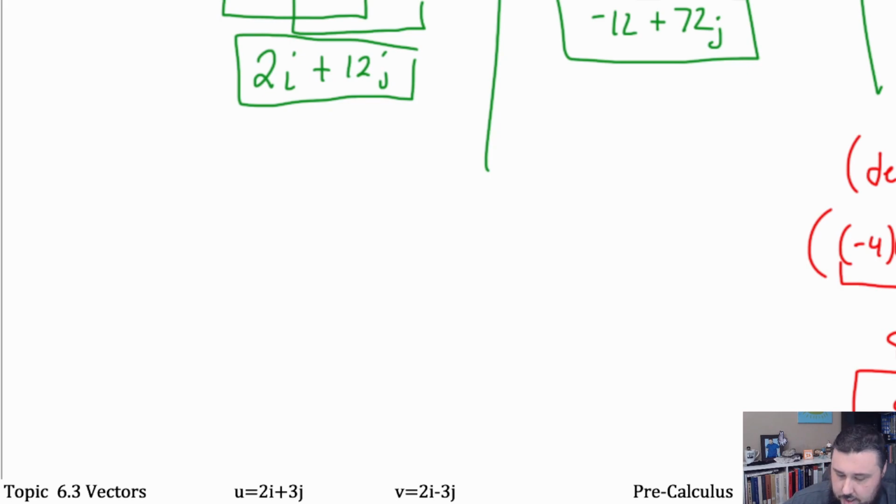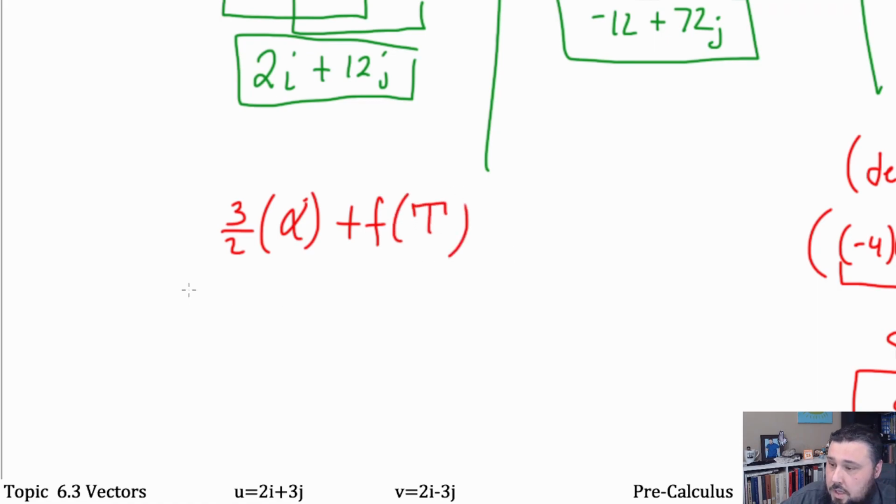All right, next up we have 3/2 times alpha plus f times our fancy t. So we're going to do 3/2 times alpha, which is i plus 6j, plus f times t. F is 2, and t is i minus 6j.